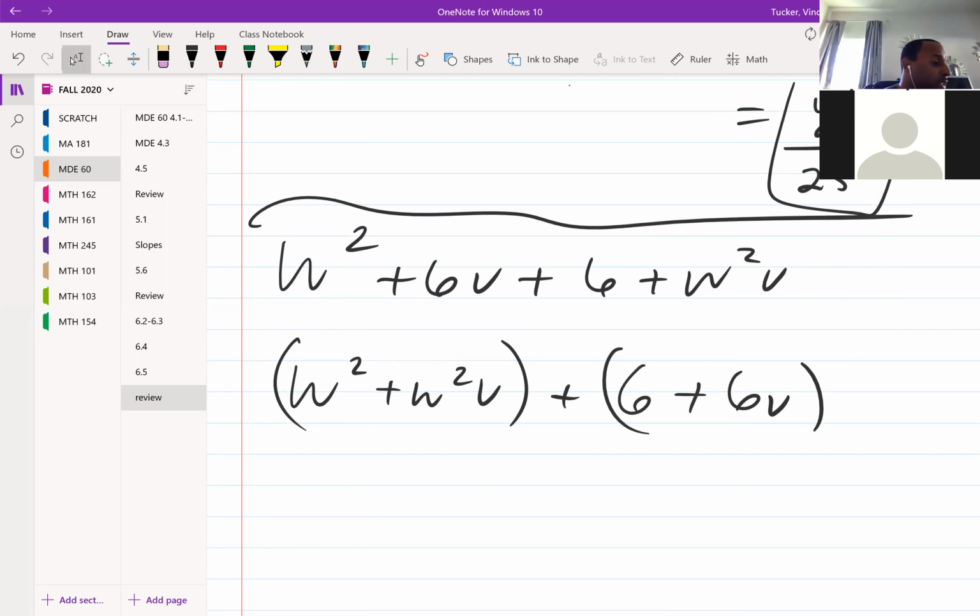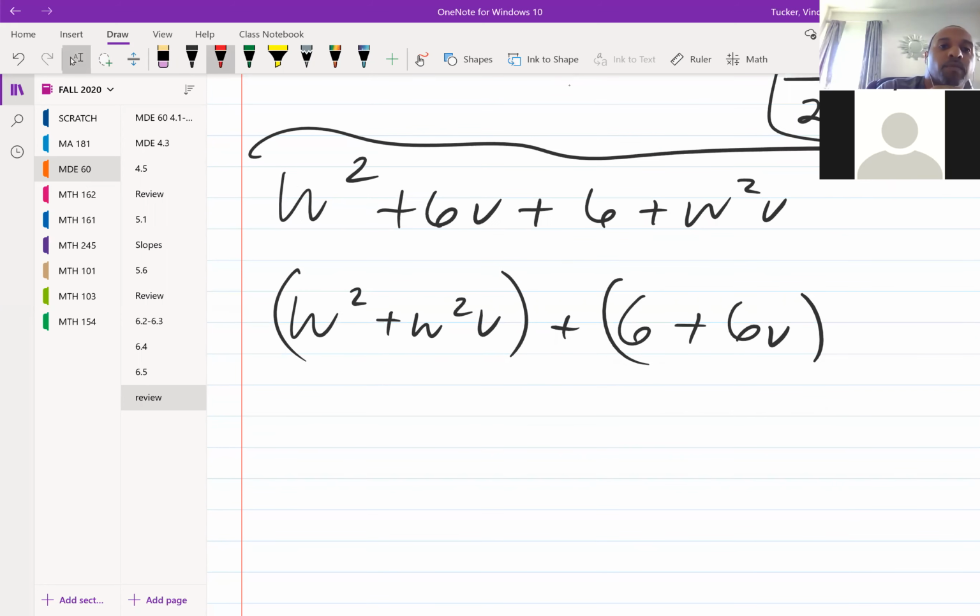All of our terms are positive in this case, so it doesn't matter what order, as far as our signs are concerned. But let's just say if 6v was negative, then that means 6v would have to be negative here as well. So that's what I mean by if it's positive, make sure it stays positive. If it's negative, make sure it stays negative.